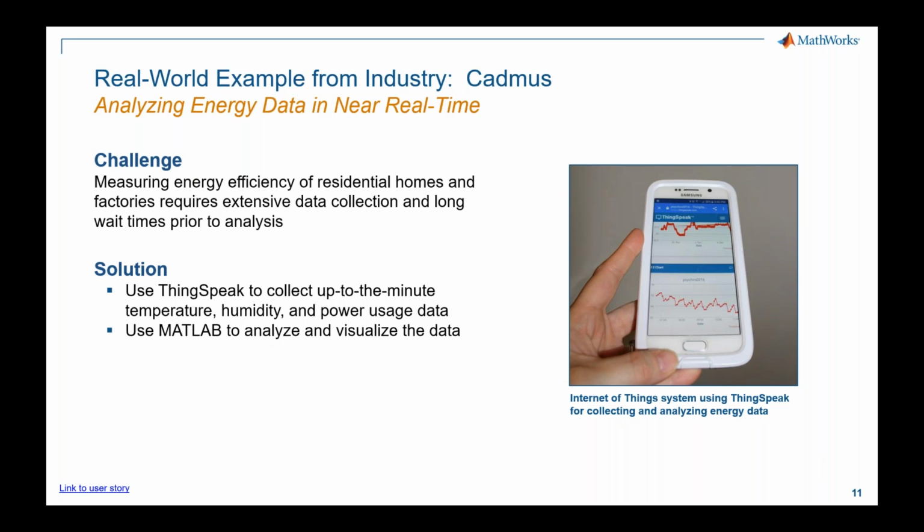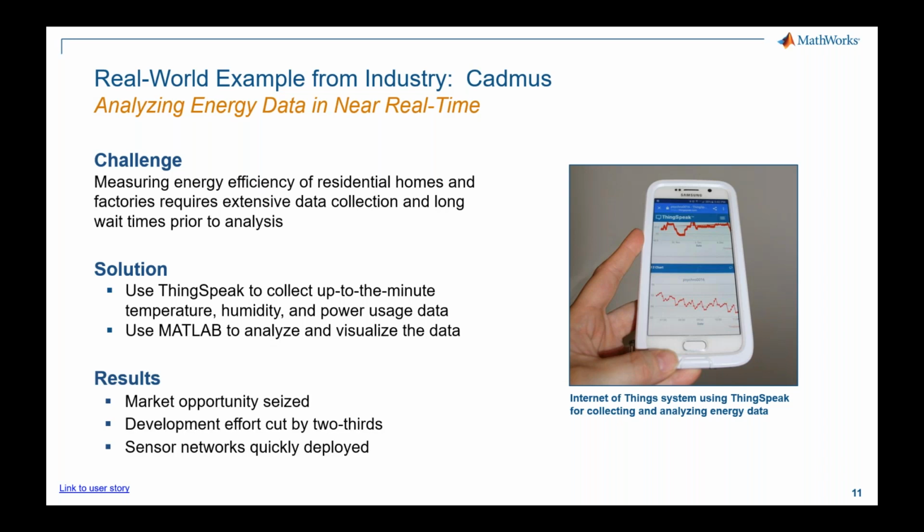So how did they do this? They deployed sensors which could directly connect to the internet and transmit data to the net. And they used MATLAB analytics on the ThingSpeak environment to analyze this data and visualize it and also make predictions. And the result was that they could quickly deploy their sensor networks, which in turn cut their development time by 2/3.